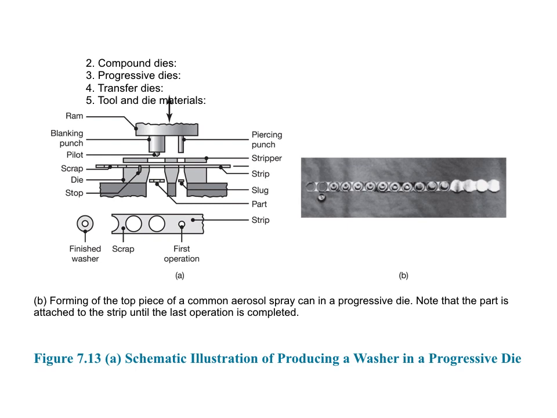Next are transfer dies. In this, the sheet undergoes different operations at different stations, which are arranged in a straight line.